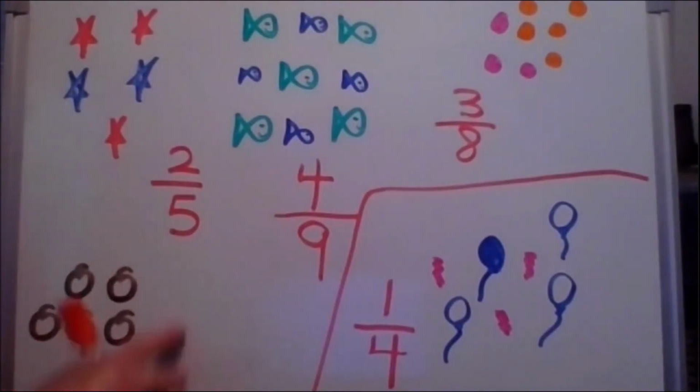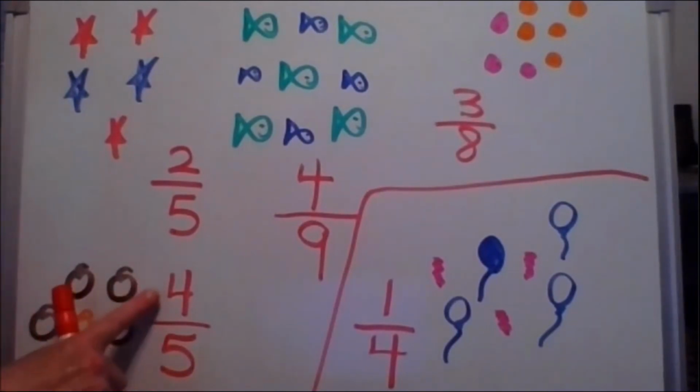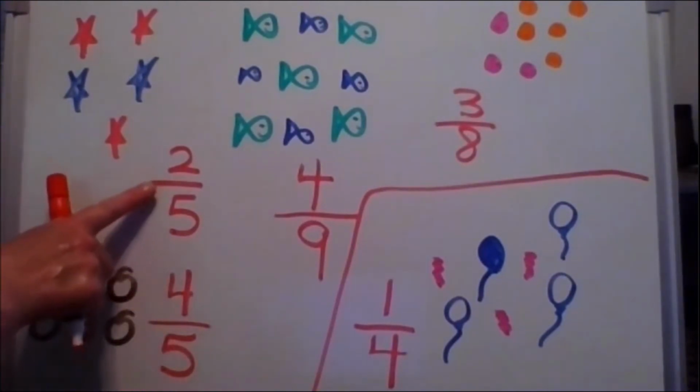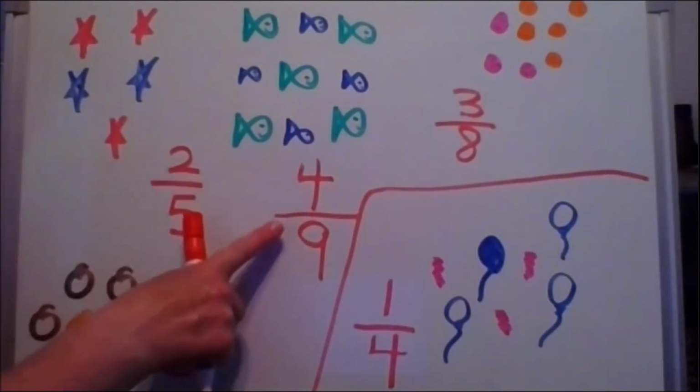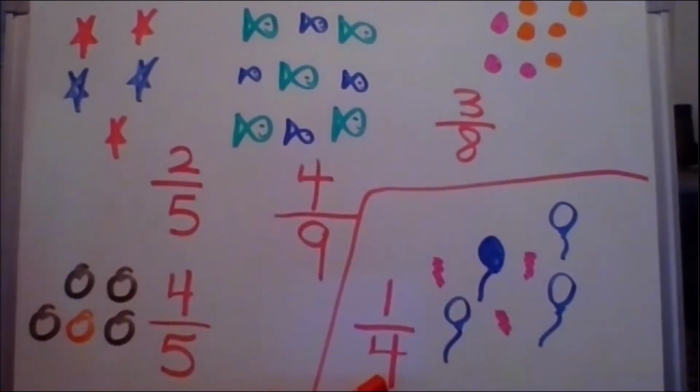Now let's come over to these are pumpkins. How many of my pumpkins are brown? Yes, 4 are brown out of how many altogether? 5, that's right. So let's say the fractions we have. Yes, 4/5, 2/5, 4/9, 3/8, and 1/4. Very good, boys and girls.